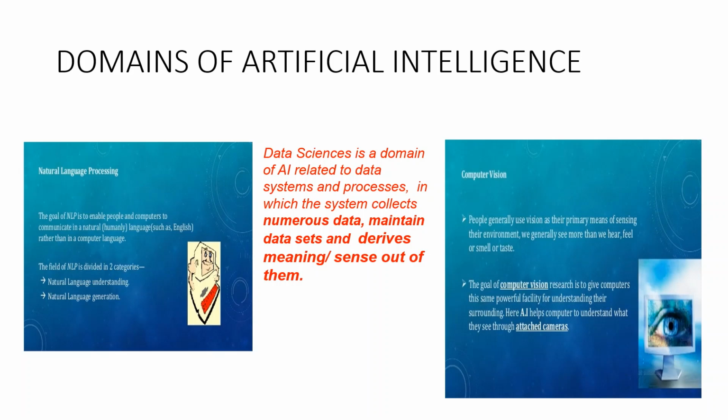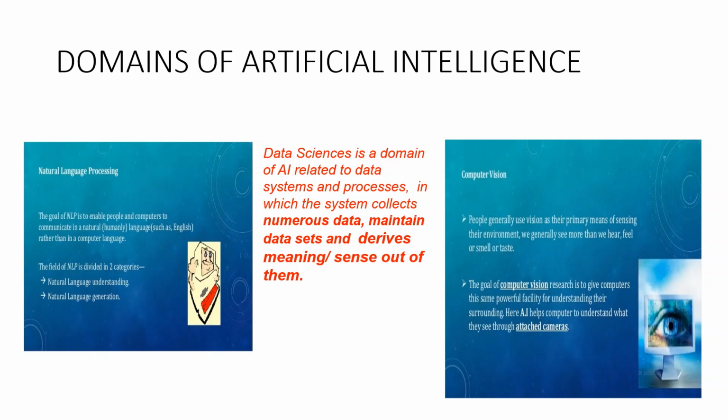Now let us read about computer vision. People generally use vision as their primary means of sensing their environment. We generally see more than we hear, feel, smell or taste. Our eyes are always open, so we always see more than we hear, smell, or eat.